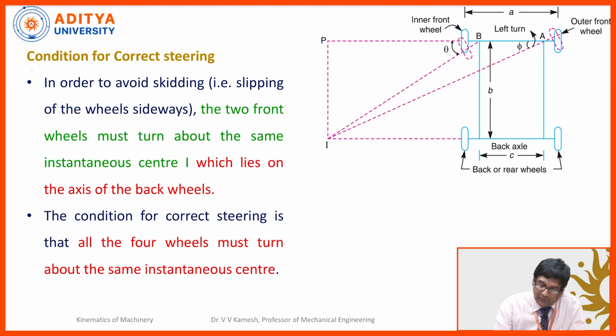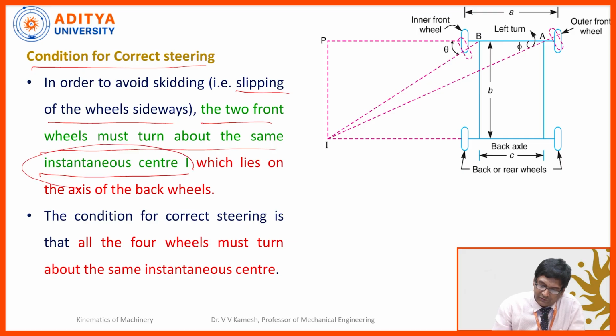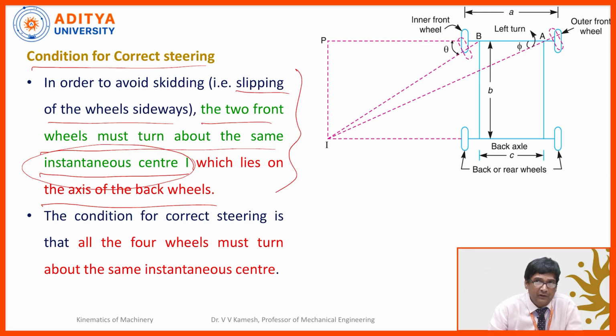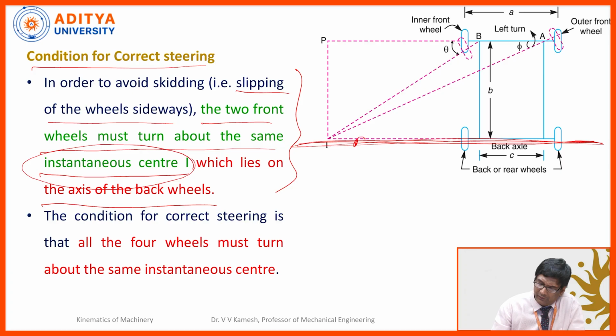Now the condition for the correct steering, in order to avoid skidding or slipping of the wheels sideways, is that the two front wheels must turn about the same instantaneous center, which lies on the axis of the back wheels. This is the condition for perfect or correct steering. So the instantaneous center must lie on the line of the back axle. It might be here or here or here, but if it is on this line, it is safe for the vehicle.